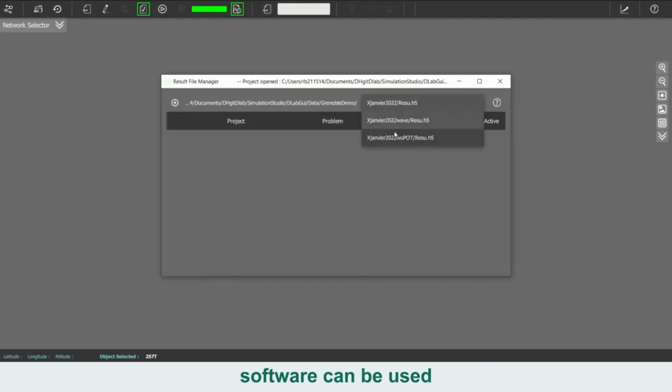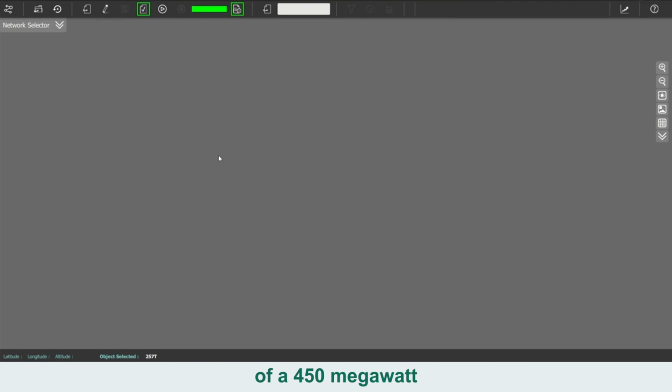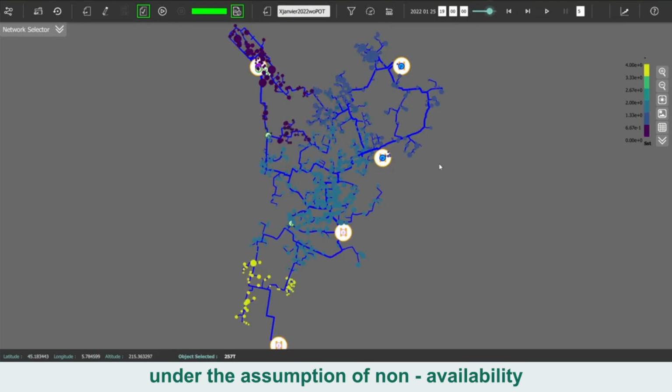Hello everyone! This video illustrates how the District Lab H Simulation Studio software can be used to analyze the robustness of a heating network. We will base this demonstration on a simulation scenario that represents the behavior of a 450 megawatt heating network during a cold winter month under the assumption of non-availability of a production site.